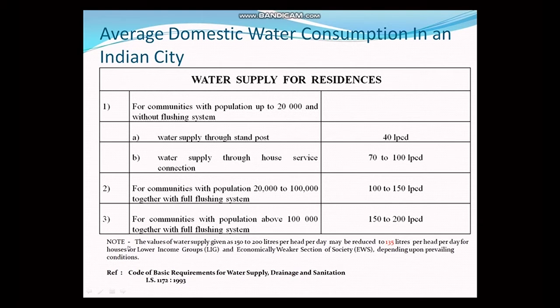Here is the point to be noted that the values of water supply given as 150 to 200 liter per day per head, that is, I am talking about this portion, may be reduced to 135 liters per head per day for houses for lower income groups and economically weaker sections of society, depending upon prevailing conditions. And this information has been acquired from the code, that is Indian Standard 1172 of the year 1993.